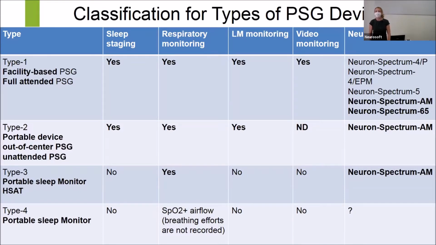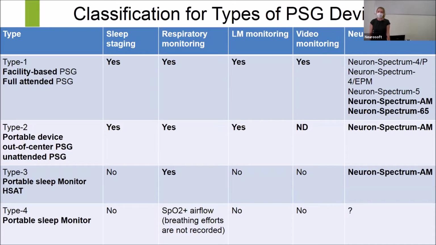Neurosoft can offer different types of PSG systems. The systems that can be classified as type 1 are the Neuron-Spectrum-4P, Neuron-Spectrum-5, Neuron-Spectrum-AM (Neuron-Spectrum ambulatory monitoring), and Neuron-Spectrum-65.